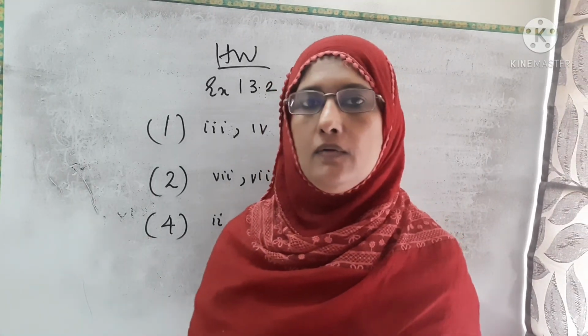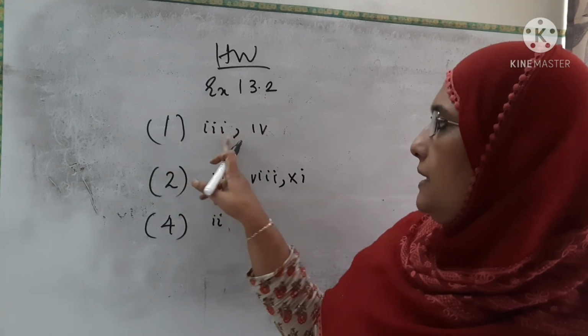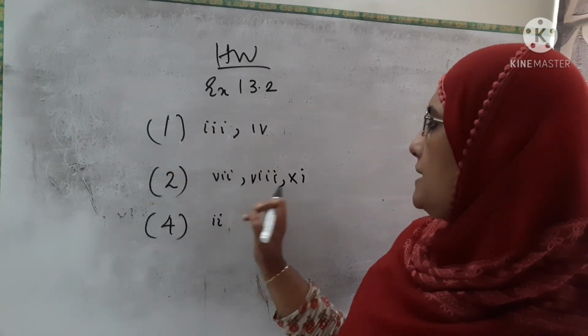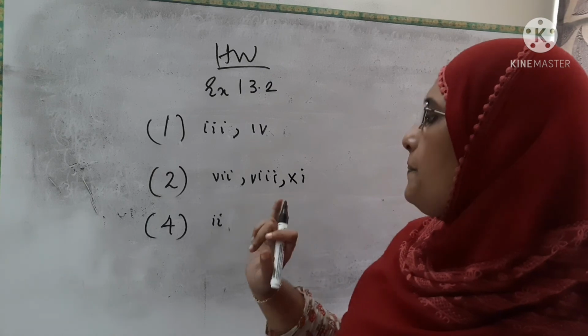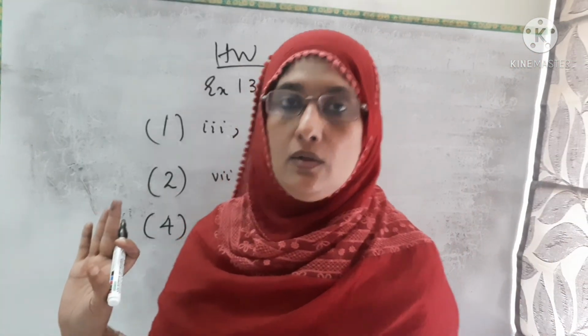So that exercise is over. Here is a homework. Exercise 13.2. First question: first one, third and fourth; second question: 7, 8 and 11; then fourth question, second one. So do the homework and send it on time, okay?